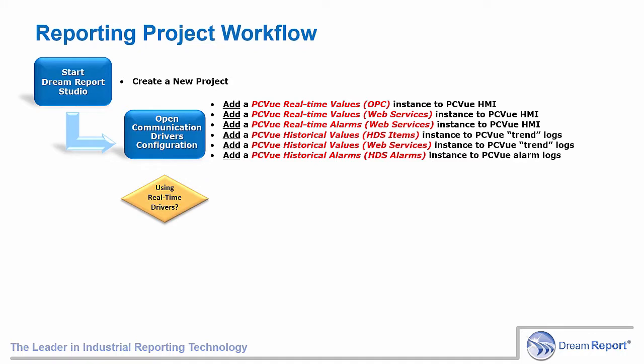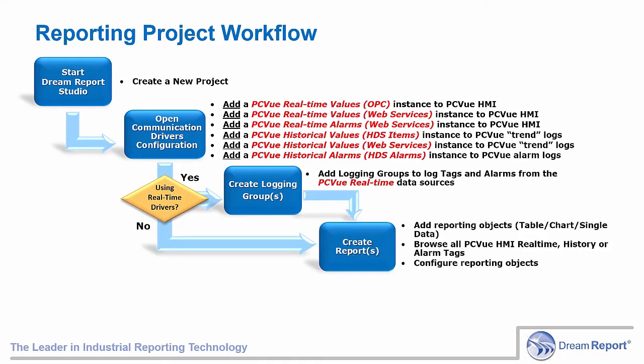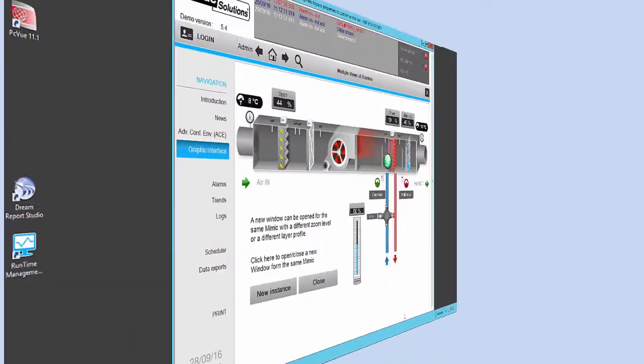If configuring any of the real-time values or alarm drivers, then we need to create logging groups in DreamReport to store the data into the database of our choosing. At this point, we are ready to create a new report. We can drop any kind of tabular, chart, or calculation object on the report, and browse the various data sources for any tags to use on the objects. After configuring the object, we can start DreamReport's runtime engine and generate the reports.